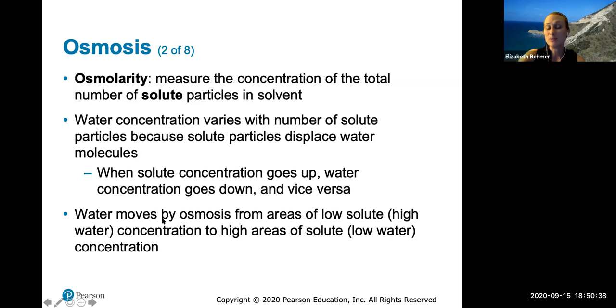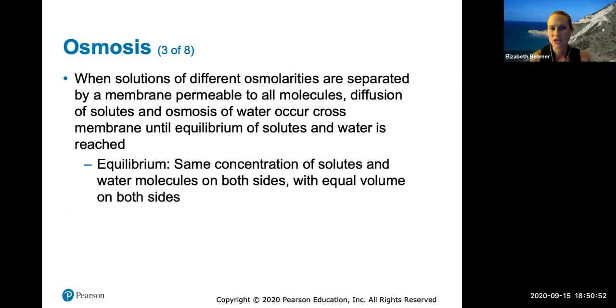Water will always move by osmosis from areas of low solute concentration to areas of high solute concentration. What this means is that water just always will move into an area of higher solute concentration. It'll continue to move until equilibrium is established on both sides of that semi-permeable membrane, where there will be the same concentration of solutes and water molecules on both sides.